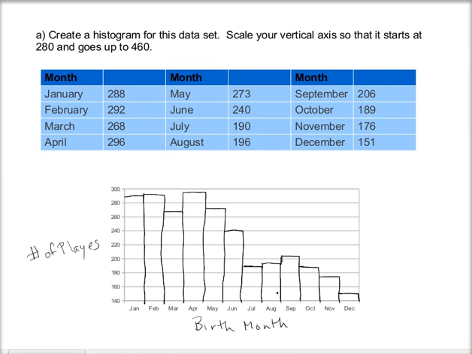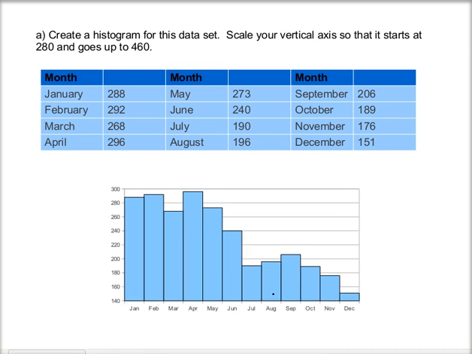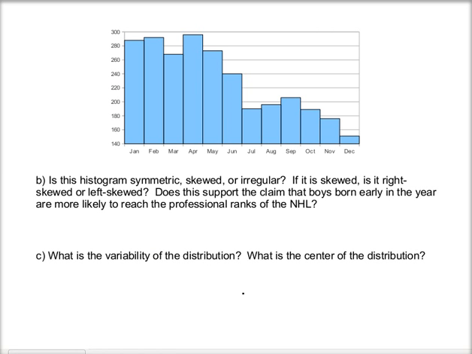So that fills in my histogram, and now here it is a little bit nicer with the computer drawing it so you can see it better. So let's move on to part B. Is this histogram symmetric, skewed, or irregular? If it is skewed, is it right skewed or left skewed? And does this support the claim that boys born early in the year are more likely to reach the professional ranks of the NHL? Well, let's look at the shape of the histogram here.